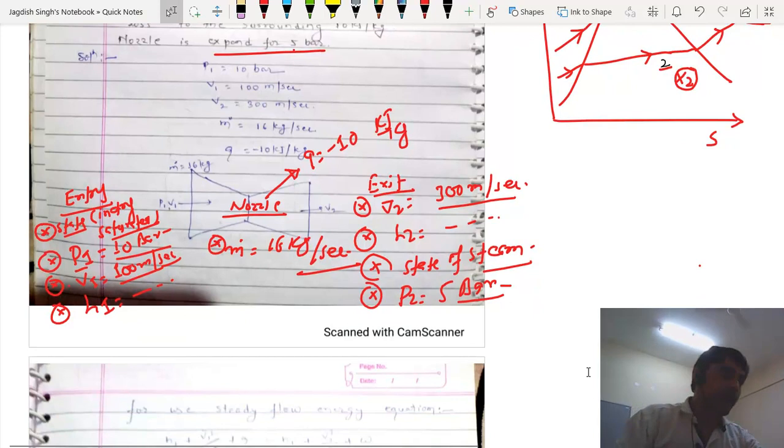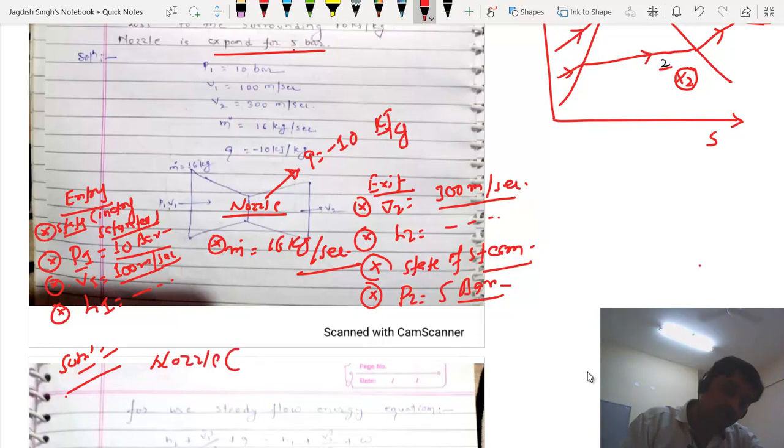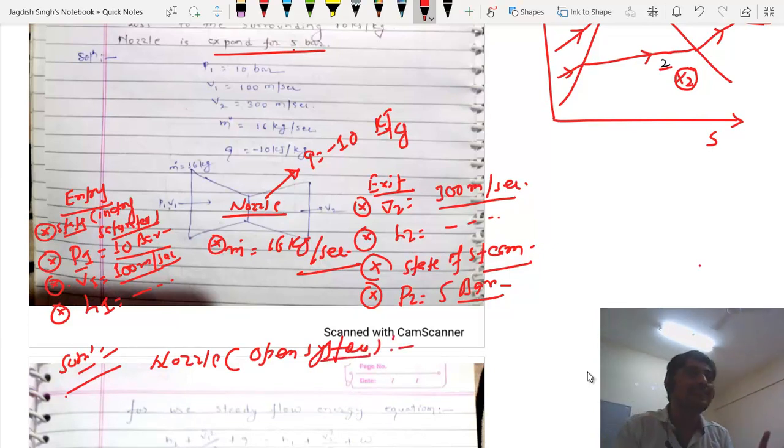Right. In the solution part, first of all, you know that this nozzle is an open device. Different types of system we have studied in basic thermodynamics. There are three types of system: open system, closed system, and isolated system. What is this nozzle? Nozzle basically is an open system, because both mass and heat interaction are taking place. Both mass and heat exchange are taking place. That's why this is called open system. For open system, what equation are we using? We are using the steady flow energy equation.